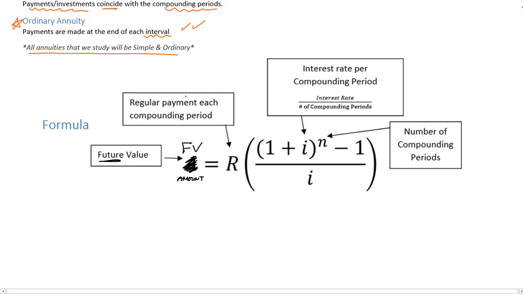R is your regular payment. So how much are you putting in the bank or borrowing? If you get a car loan, they'll say, okay, this is how much you have to pay us every week or every month or whatever. So that's the regular payment. Or if you're investing, how much are you putting in the bank every week or month?